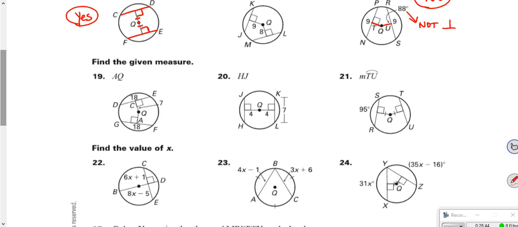Find the given measure. So look at number 20 there. Again, we're trying to find the measure here of HJ. So we're trying to find the measure of this. Well, if this is 4 and this is 4 and they're measured perpendicularly, then that means the chords have to be the same length. So yes, that is 7.